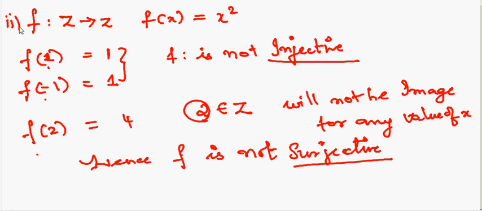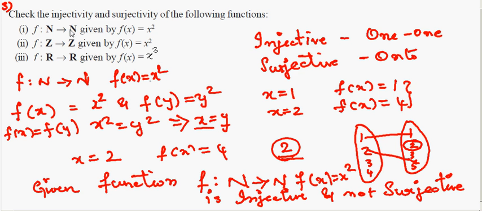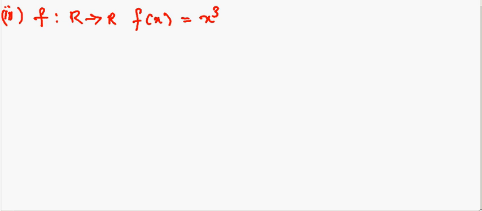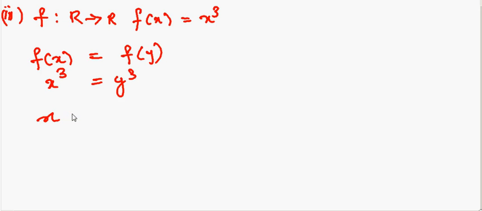What is the third? This was the second problem. What was the third one? Let's go back. Okay, here the function is between real numbers, given by f of x is equal to x cube. So here f, which is related to real numbers, and f of x is equal to x cube. Let's say f of x is equal to f of y, where x and y are two different values. f of x will be x cube, and f of y will be y cube. So x is equal to y.